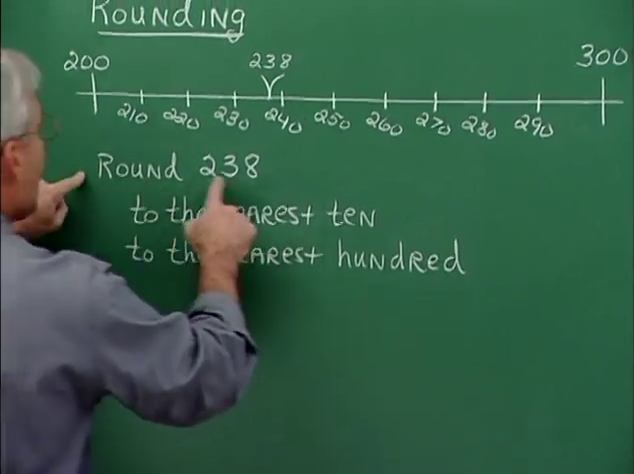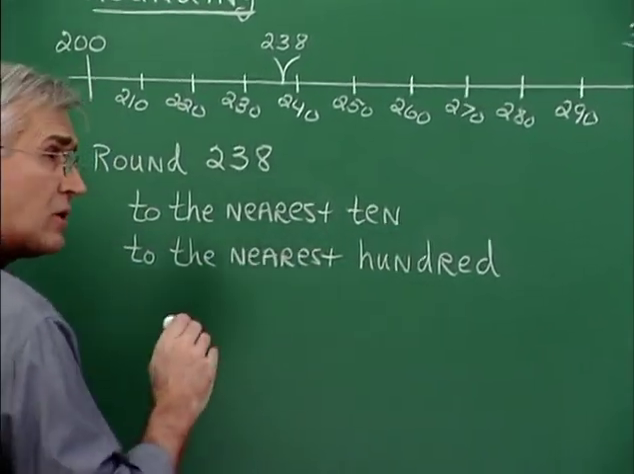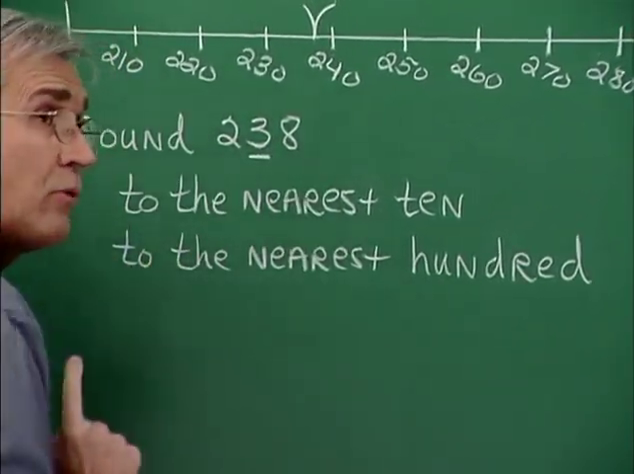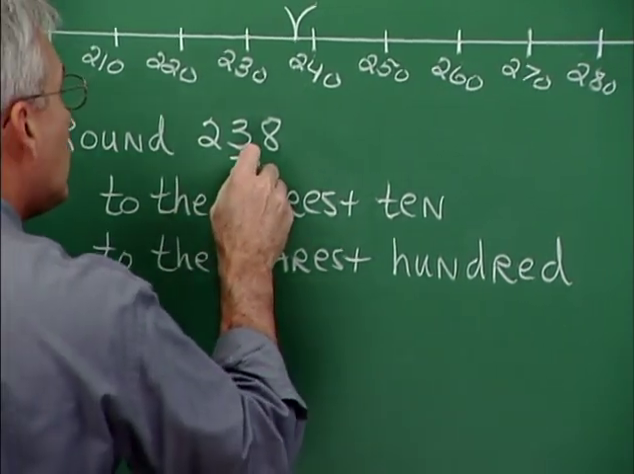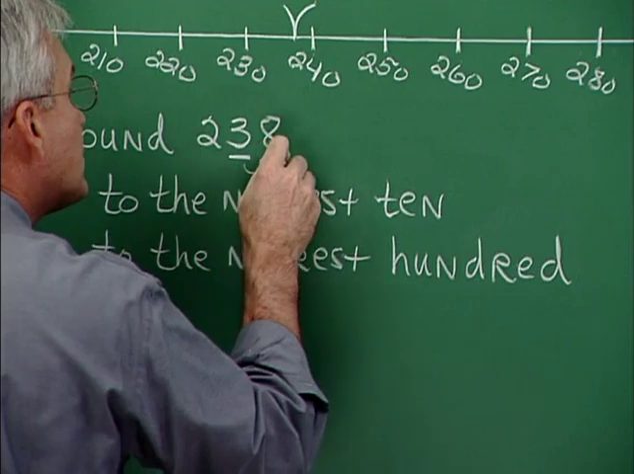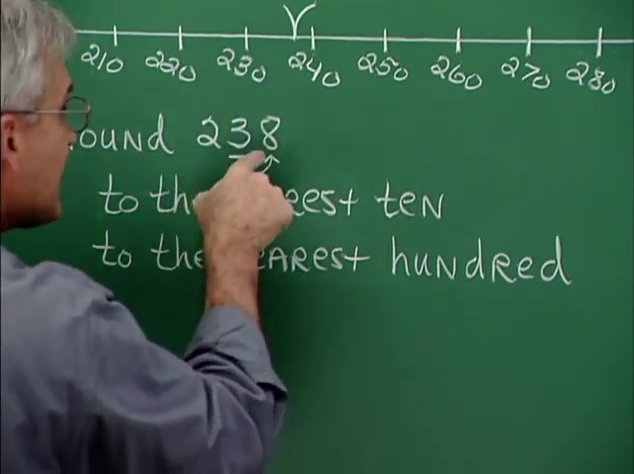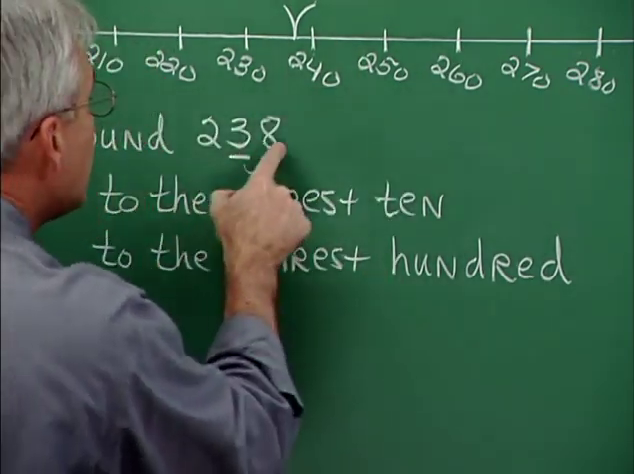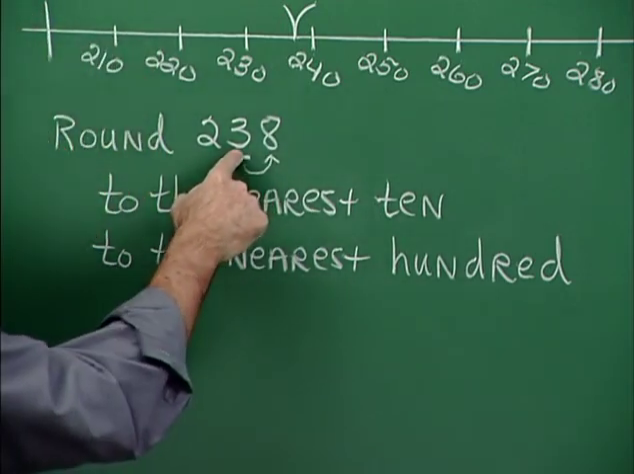We would say we want to round 238 to the nearest 10. Now here's what you want to do. You want to underline the digit that you're rounding to. We're rounding to the tens digit. And then you look at the next digit to the right, just the very next one. And if that digit is either 5 or bigger than 5, then you make this a 0 and make that one digit larger. You see?